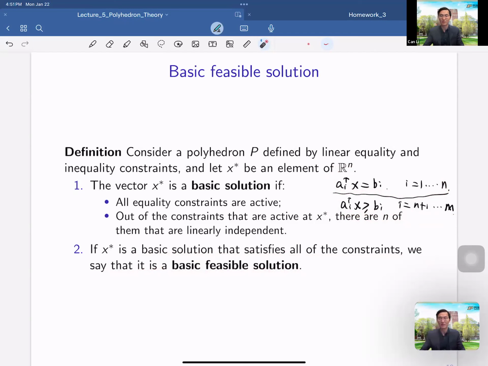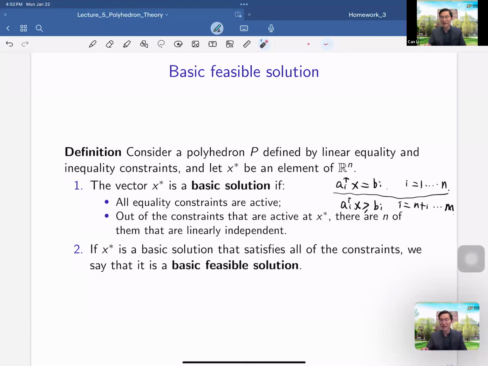Okay, so to summarize, we have introduced the three main concepts. A basic feasible solution is: you pick n linear equality constraints and make them active, then that is a basic solution. If they happen to be feasible, that is a basic feasible solution. And we talk about the definition of a vertex.